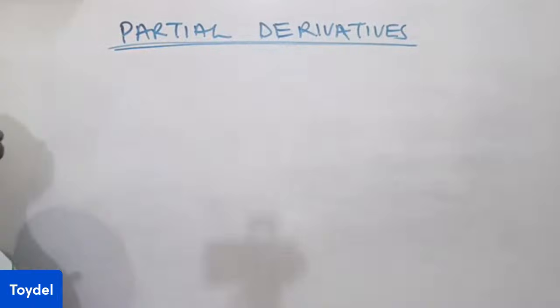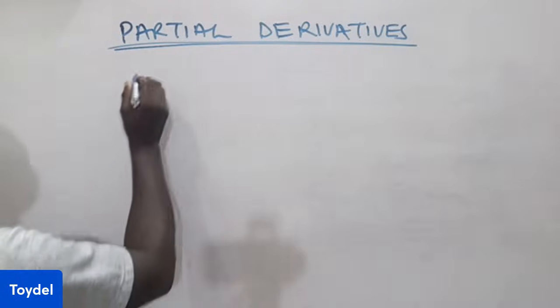Today we are starting with partial derivatives. So what do we understand by partial derivatives? The partial derivatives are the rates of change with respect to each variable separately.